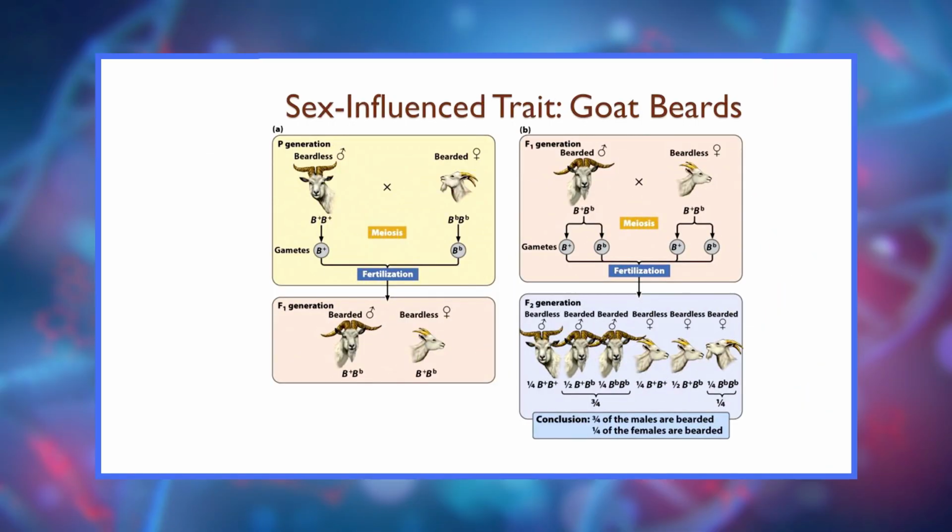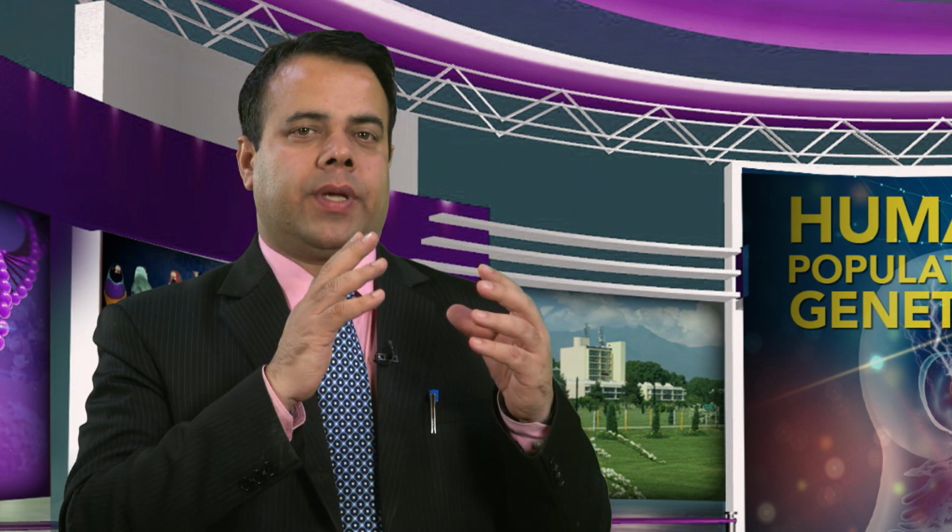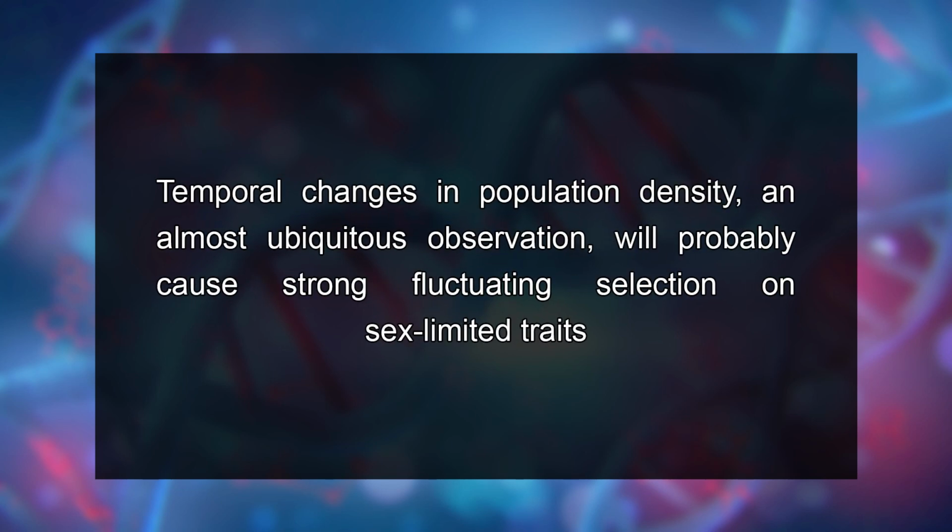Sex-limited traits are also partly shielded from selection, as they are expressed in one sex only. We have already mentioned that fluctuating selection should be able to maintain a polymorphism for traits with sex-limited expression. Many sex-limited traits involve interactions between individuals, and such traits should be especially prone to be influenced by fluctuations in population density. Temporal change in population density, an almost ubiquitous observation, will probably cause strong fluctuating selection on sex-limited traits.